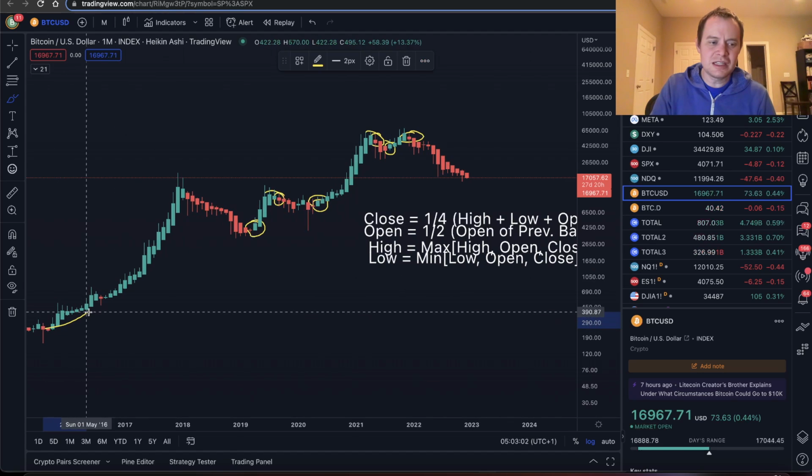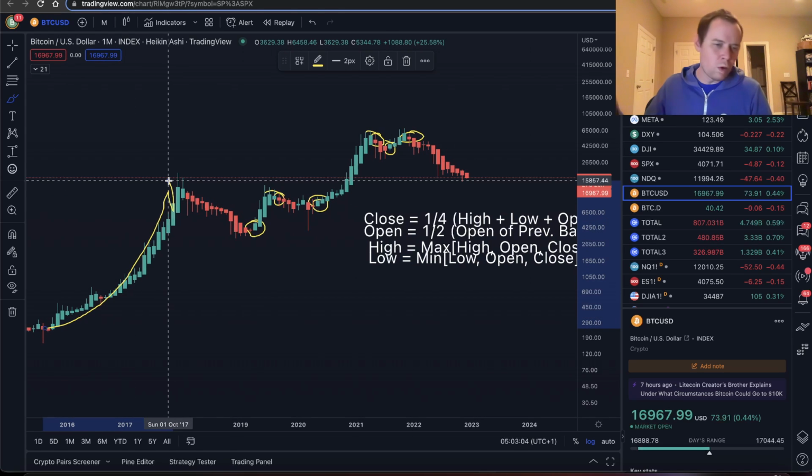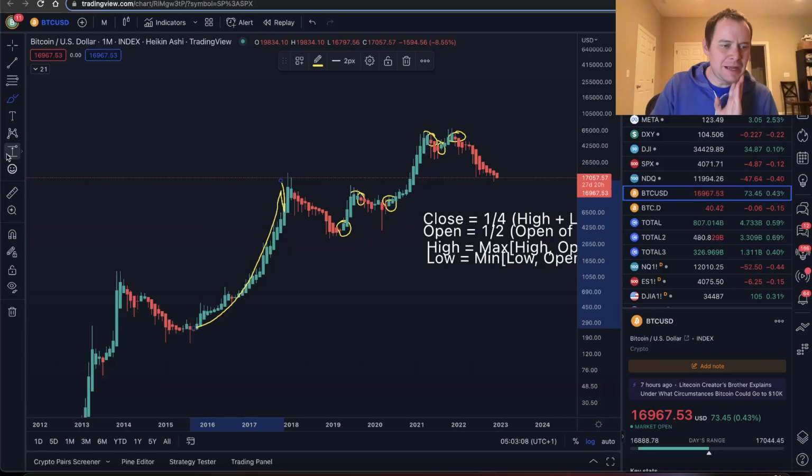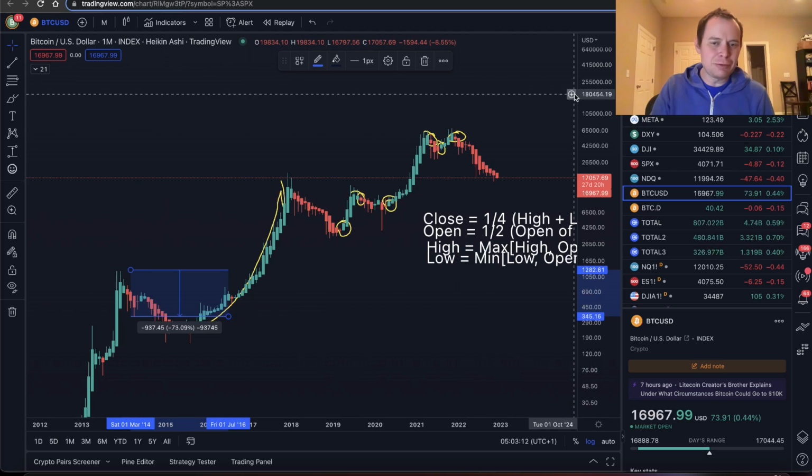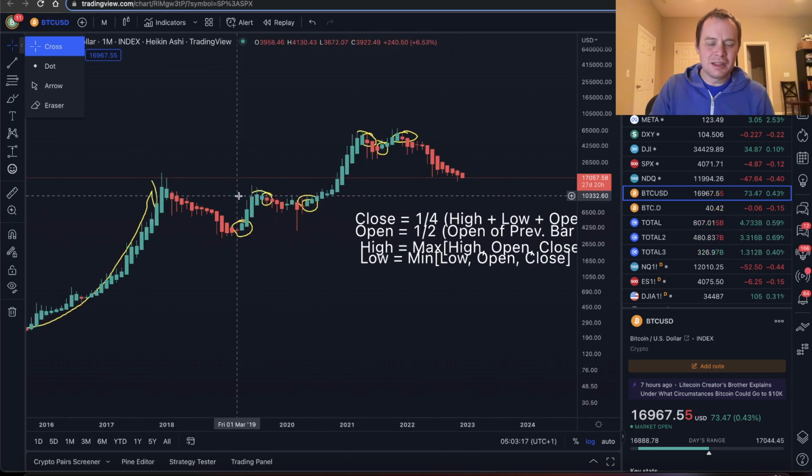Like when you start to see these things turn green like this and you just get one after another, you might feel like you're FOMOing in, but the reality is even though Bitcoin might be up, it still could be down 70, 80% from the all-time high, right? So you have to consider that when thinking about these Heikin-Ashi candles.